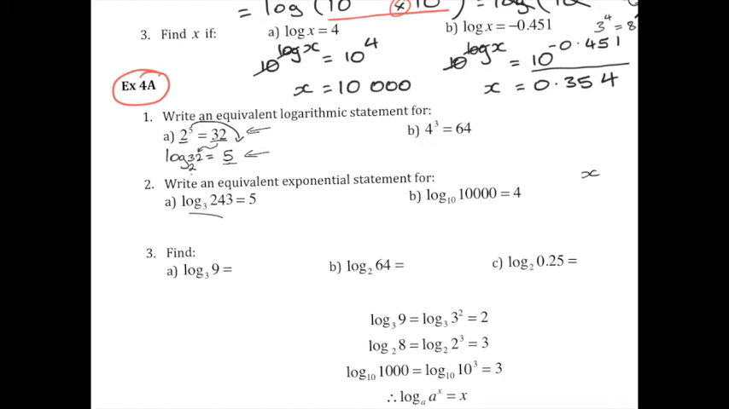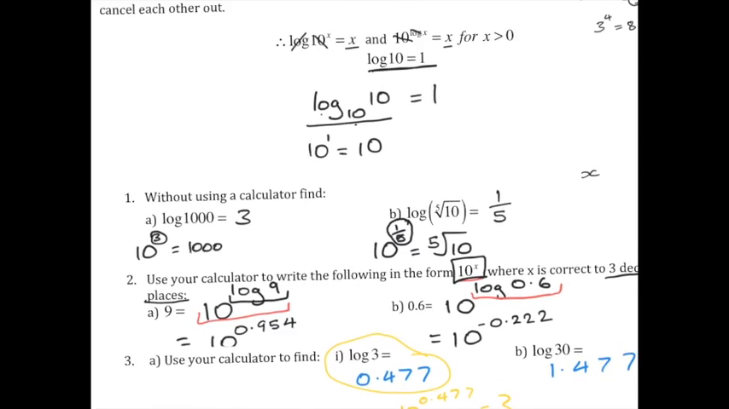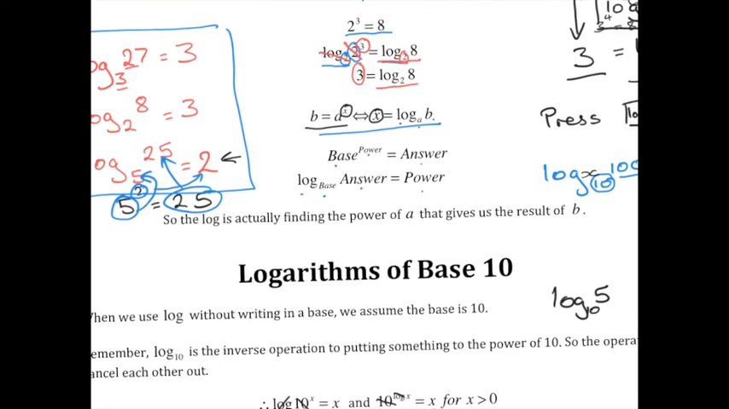Okay, similarly for the next one, 4 cubed is 64. The log always equals the power, which is 3. The base of the exponential becomes the base of the log, and the 64 goes there. This is using what we had previously in our booklet, which is here.